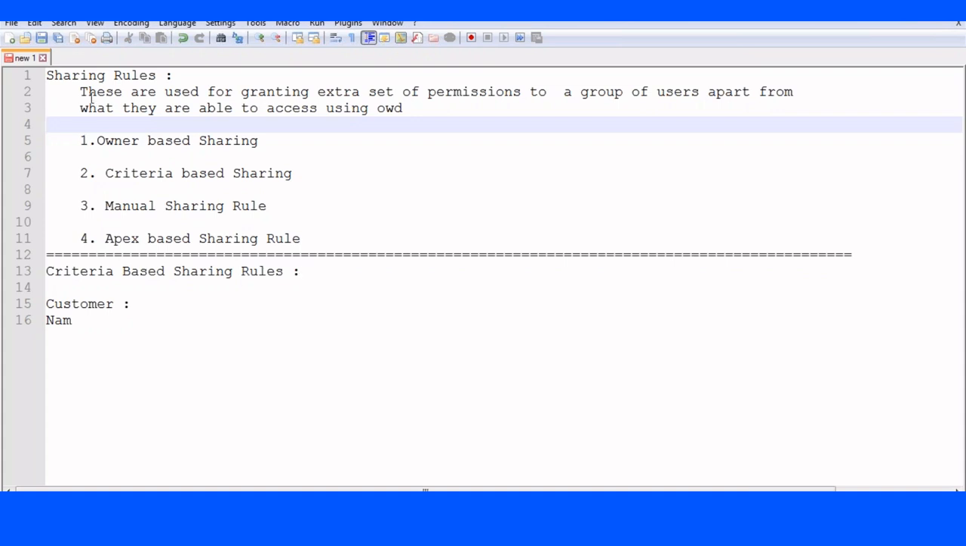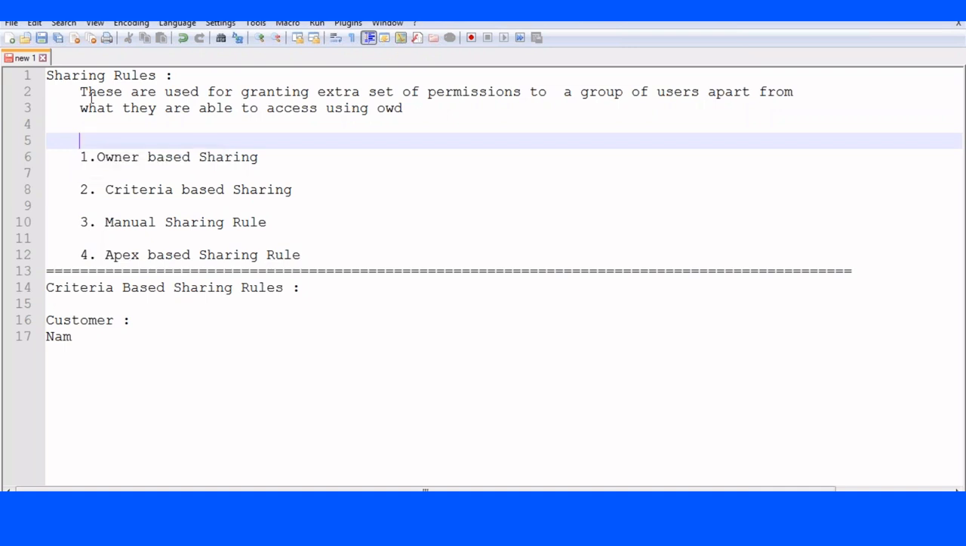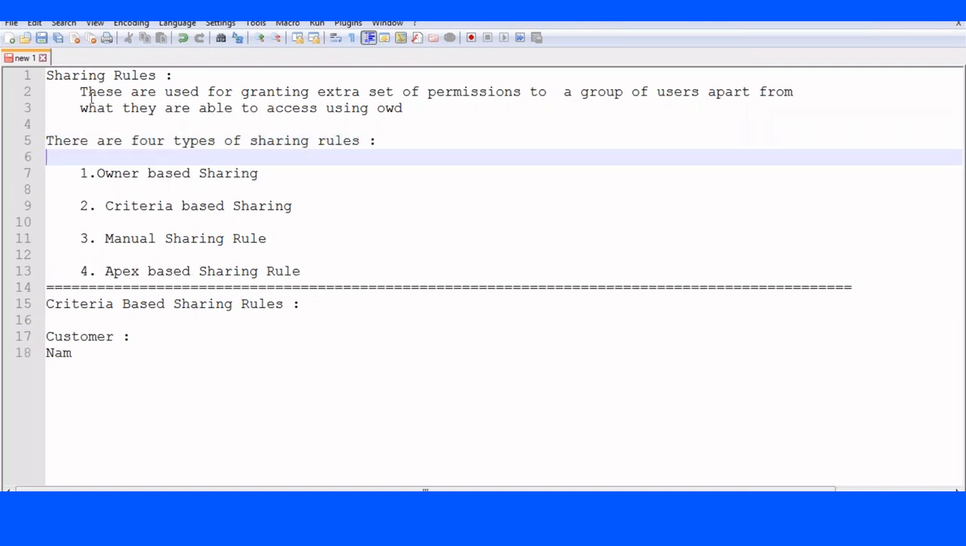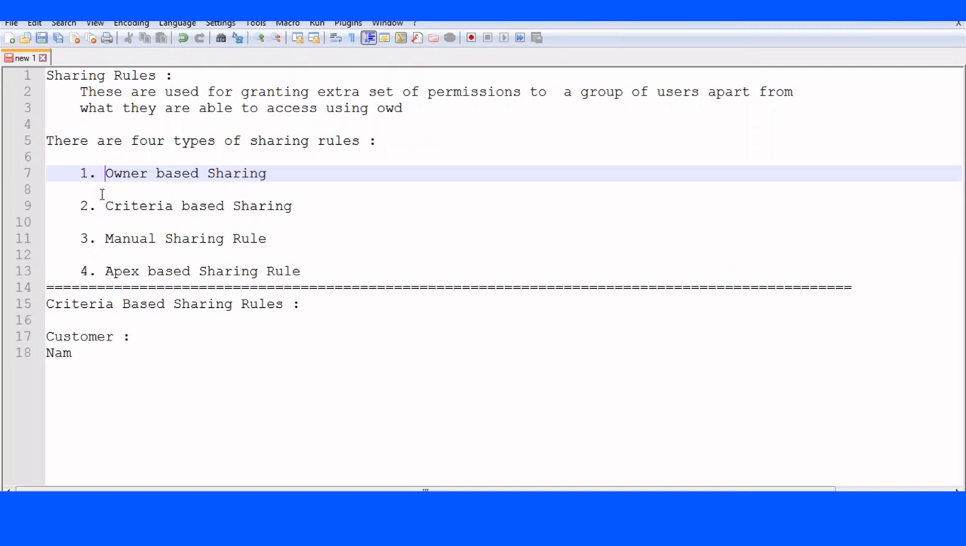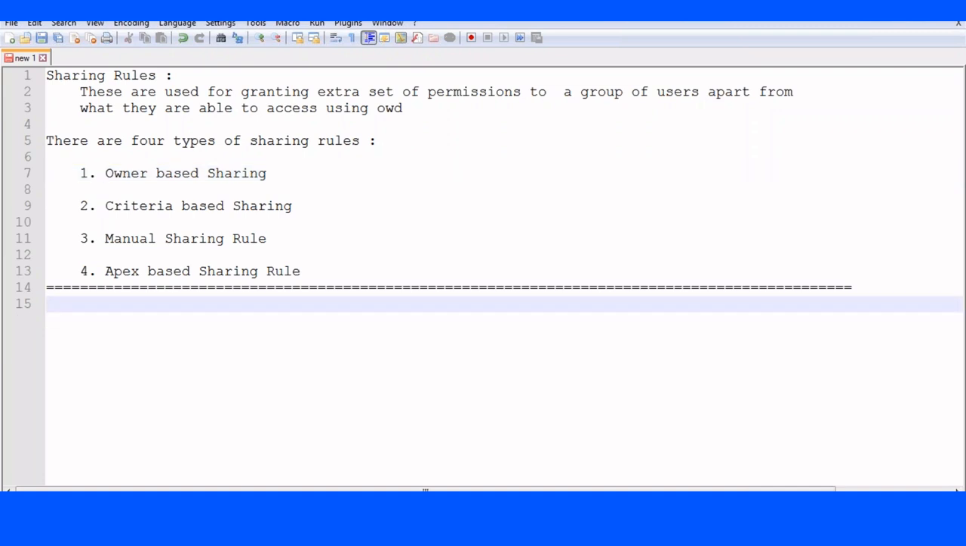There are four types of sharing rules. First one, owner-based sharing rule. Second one, criteria-based sharing rule. Third one, manual sharing rule. Fourth one, Apex-based sharing, which means using programming. First, let us go with owner-based sharing. What is the owner-based sharing rule?